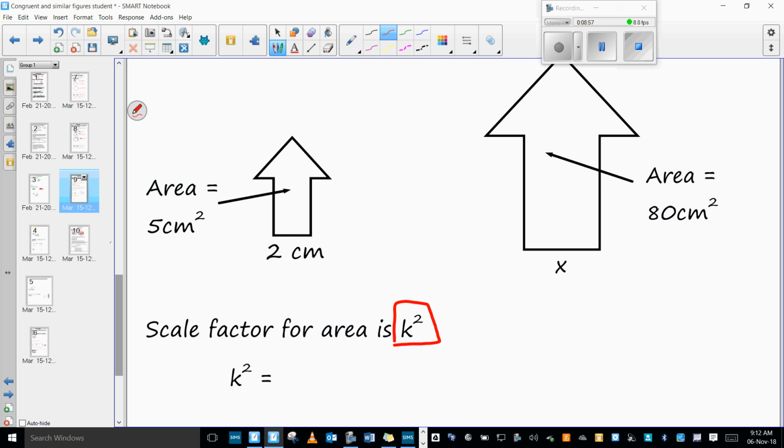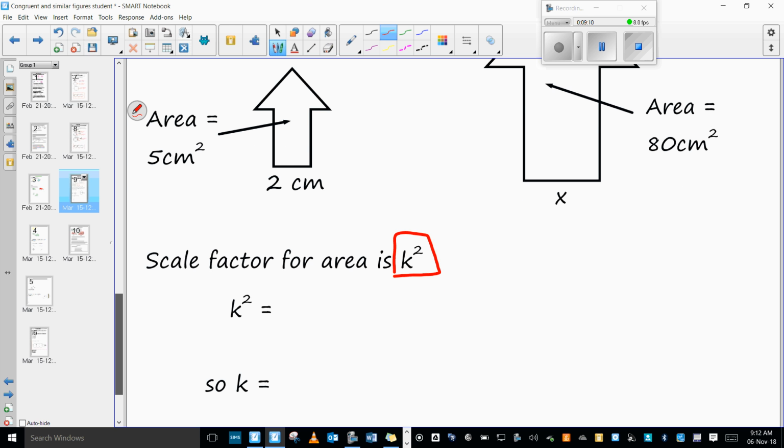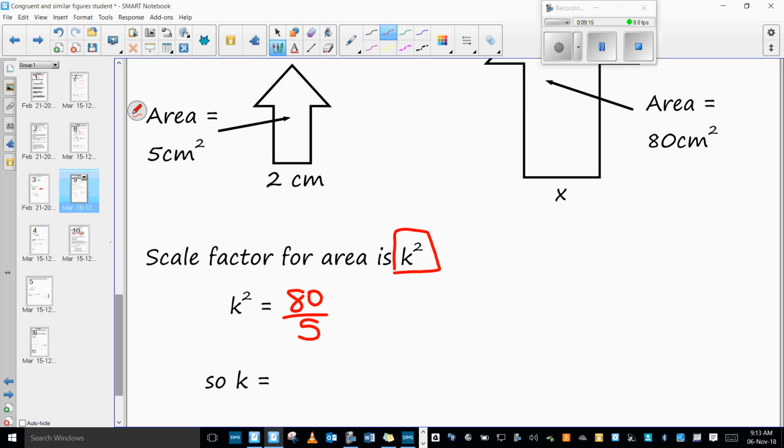So the information they've given us on this diagram is the 2 areas. So that's going to allow us to find the area scale factor, in other words, k squared. So k squared would be found by doing 80 divided by 5, because they are our 2 areas. And 80 divided by 5 is 16. So if k squared is 16, what does that mean the value of k would be? 4. Easy, easy.